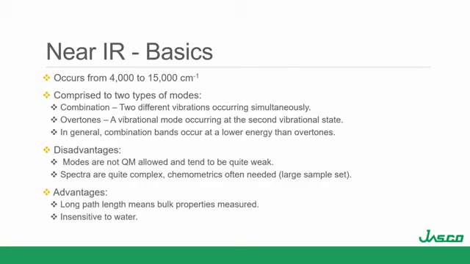But the advantage is that you have a long path length, which means that bulk properties can be measured, and it's insensitive to water. One of the industries that use this is the food and feed industries, where they have grain, and the grain has a little bit of water in it, and you want to look at bulk samples. So you just put it all in a cup with an integrating sphere, and then you can run it. So you can do quality control.